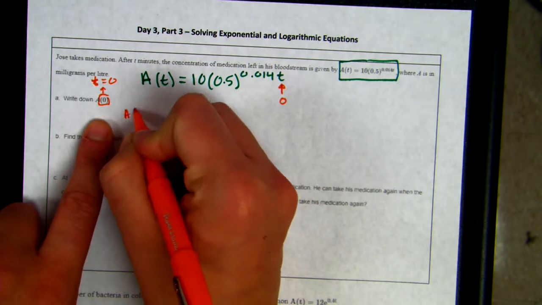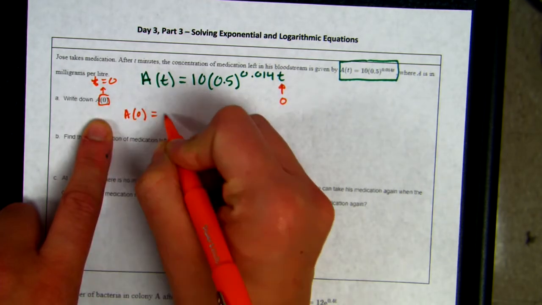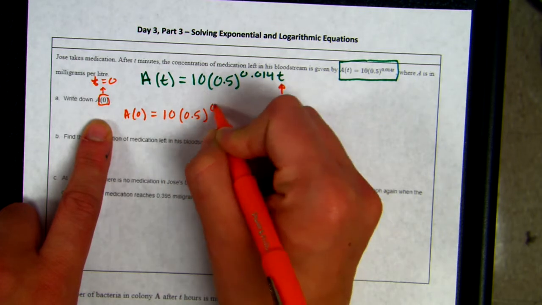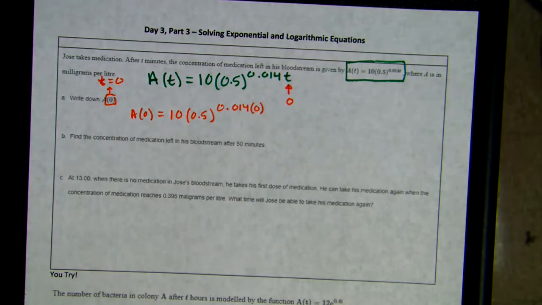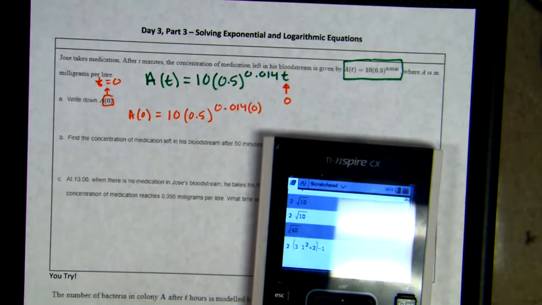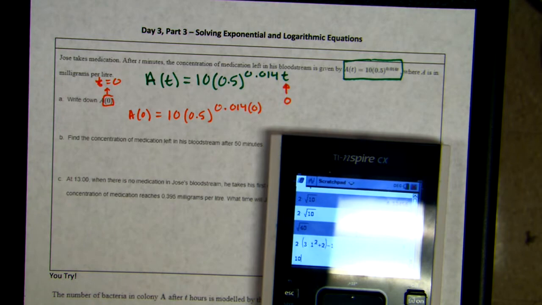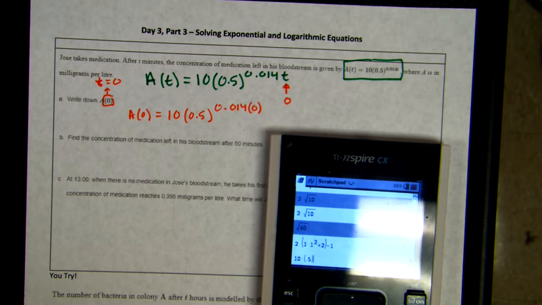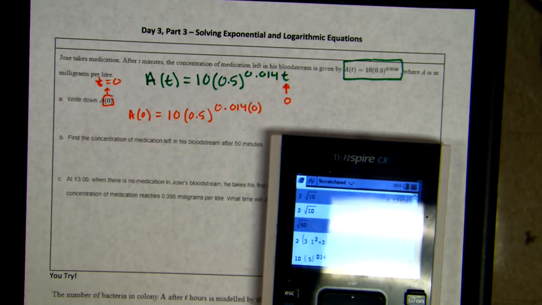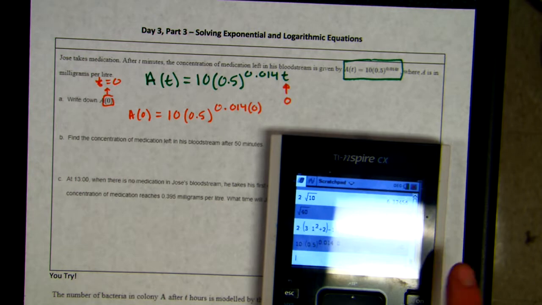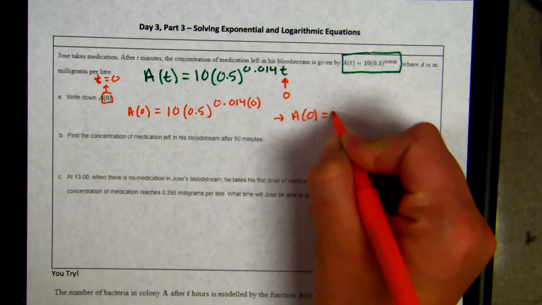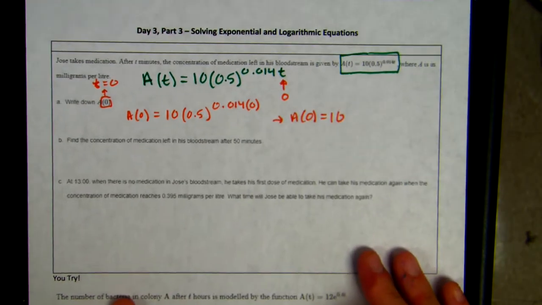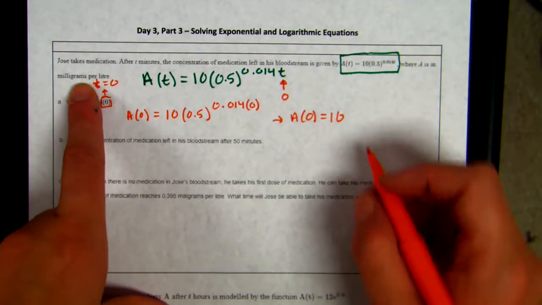So this becomes A of 0 is equal to 10 times 0.5 to the power of 0.014 times 0. I just plug in 0 wherever I see t. And again, I can pop this straight into my calculator. I've got 10 times 0.5 to the power of 0.014 times 0, and I get 10. So I get here A of 0 is equal to 10, and that would be milligrams per liter.